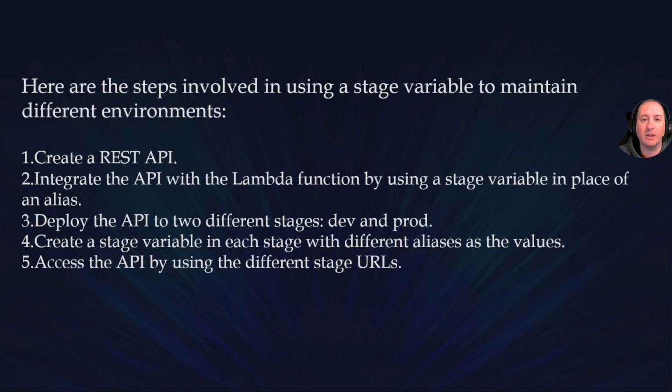Let's look at how you would implement this. So I've gone ahead and put the steps here on the screen. We create our REST API. We're going to integrate that API with a Lambda function using a stage variable. We're going to deploy the API in two stages, both dev and prod. And we're going to create a stage variable in each stage with different aliases for the values. And finally, you're going to access this API using the different URLs that we created. I've gone ahead and created a demo that we can walk through how to implement this. Let's go ahead and take a look at that real quick.